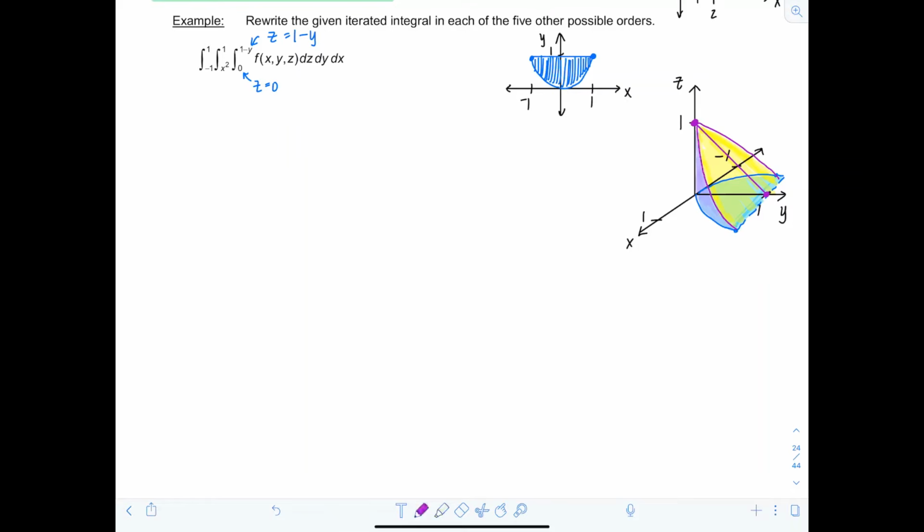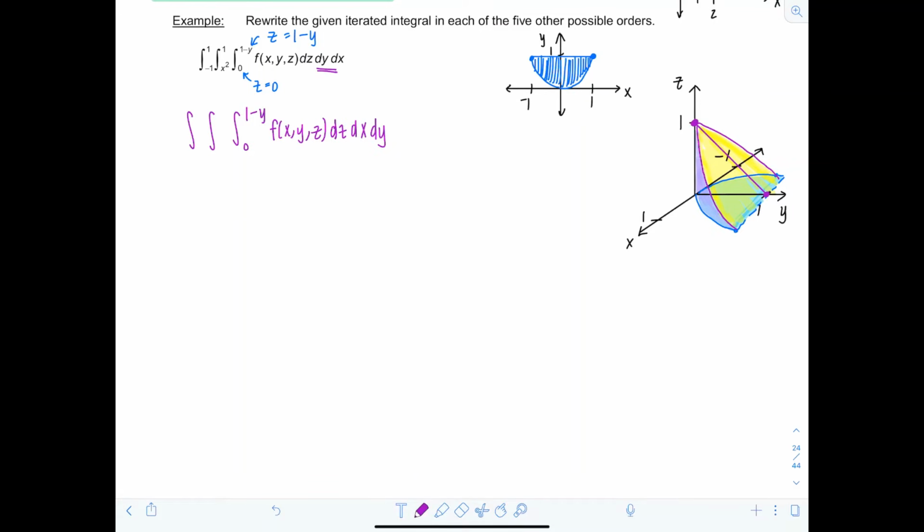Let's start off with the easiest next ordering of integration. I'm just going to switch up x and y. That means I can leave the innermost integral the same, the 0 to 1 minus y, f of x, y, z, dz. I'll leave that as dz, and then we're going to switch the other two, so this is going to be dx dy. All right, here we go.